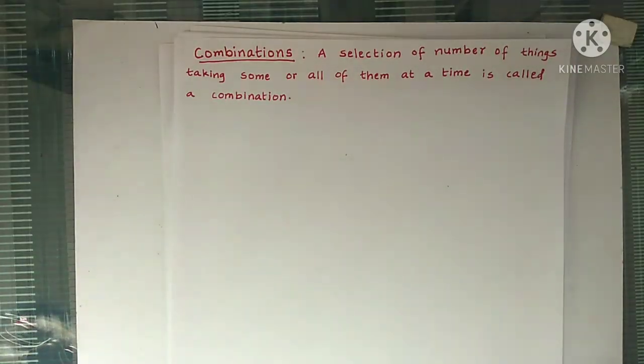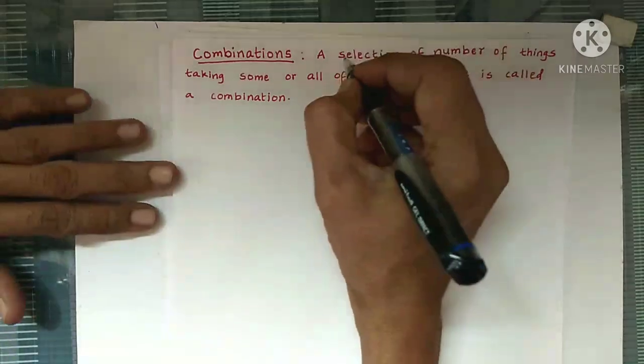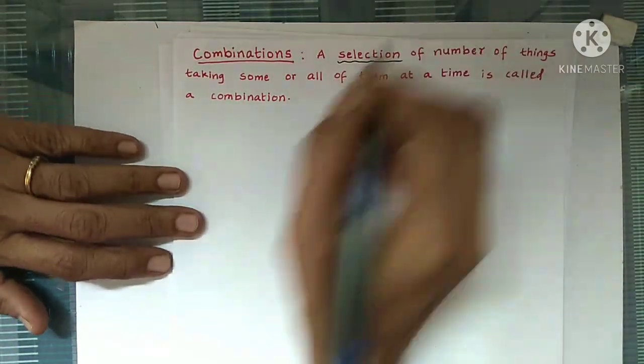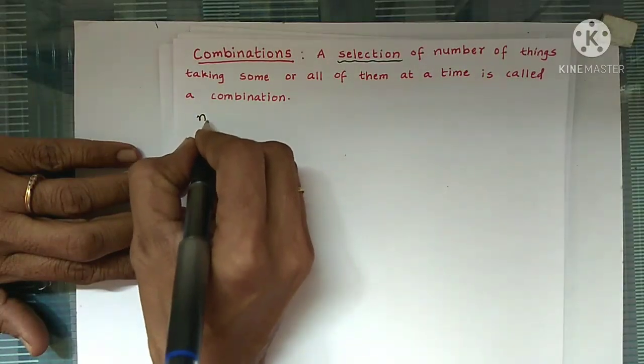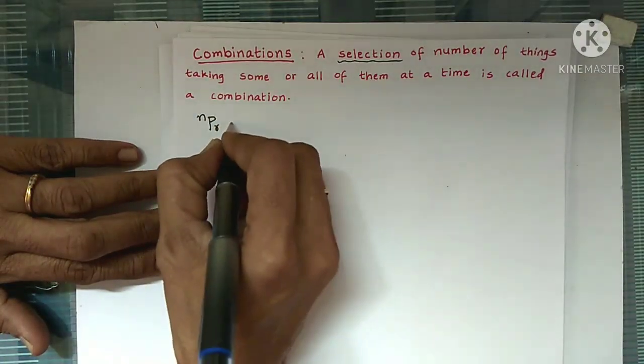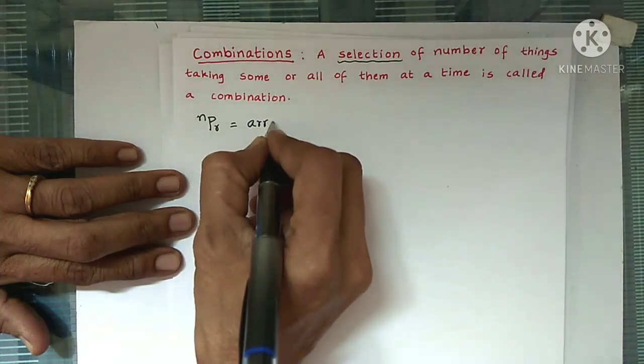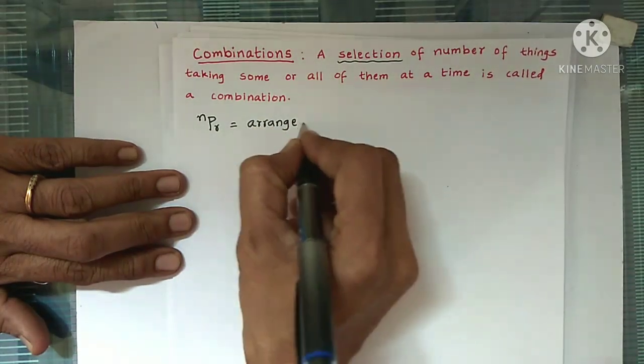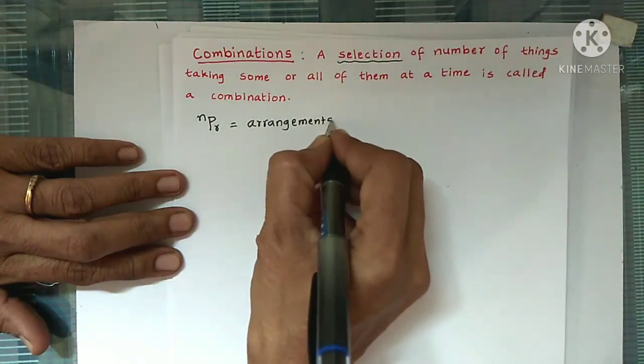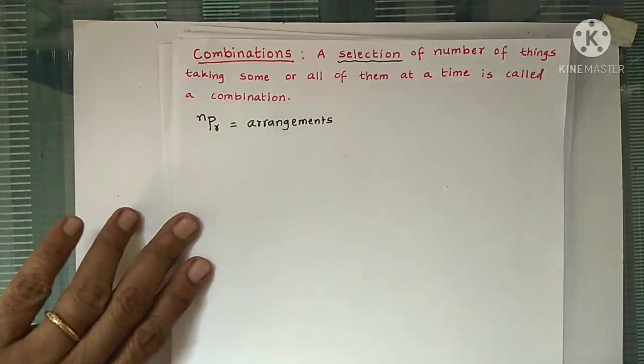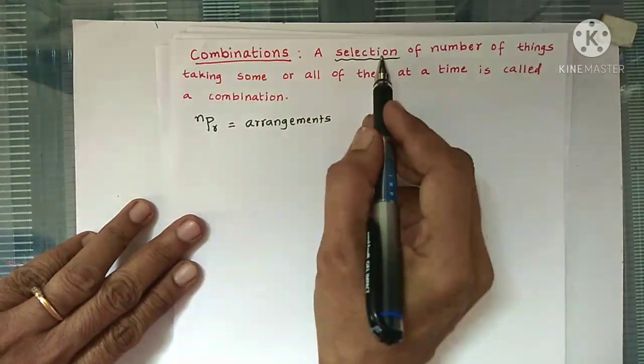In this video we are going to study combinations. A combination is a selection of a number of things, taking some or all of them at a time. Now if some objects are given, say 5 objects, and we want to select 2 of them, in this selection, this word is important, the arrangement is not important. In nPr, that is the number of ways of arranging r objects out of n objects. So these are arrangements. Whenever the order is important, we have to consider permutations. So permutations are basically arrangements and combinations are selections.